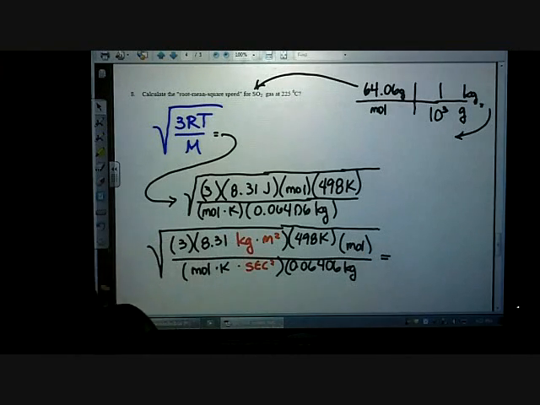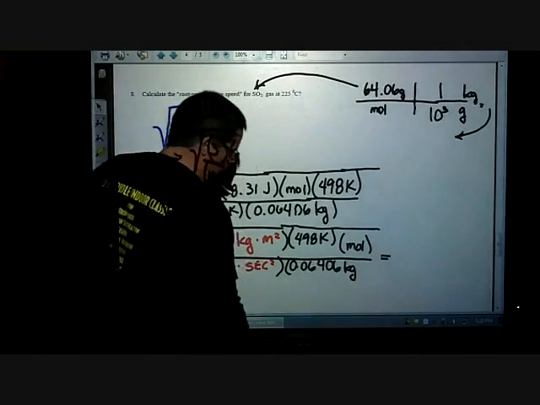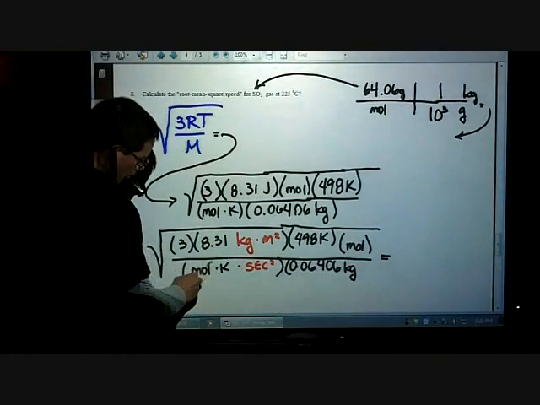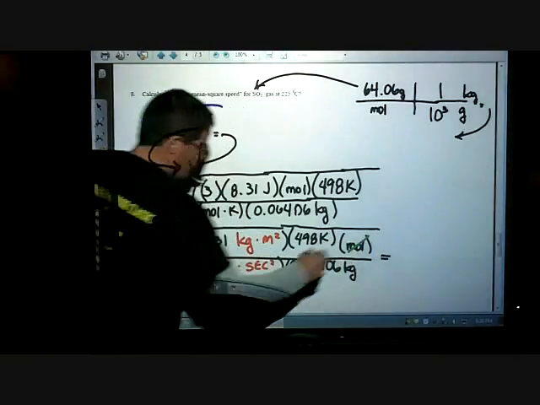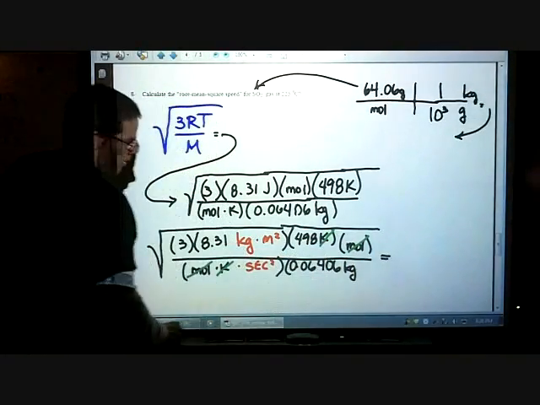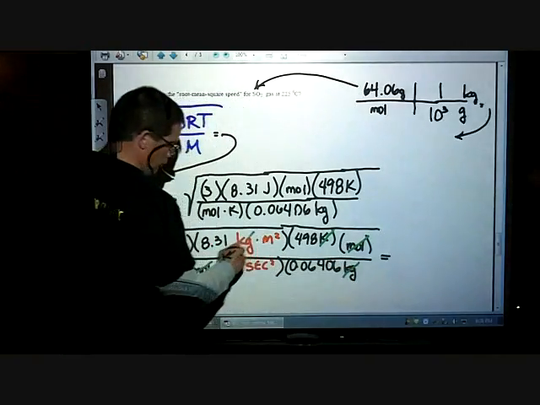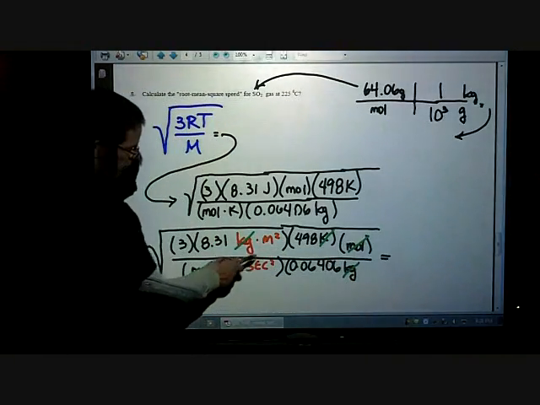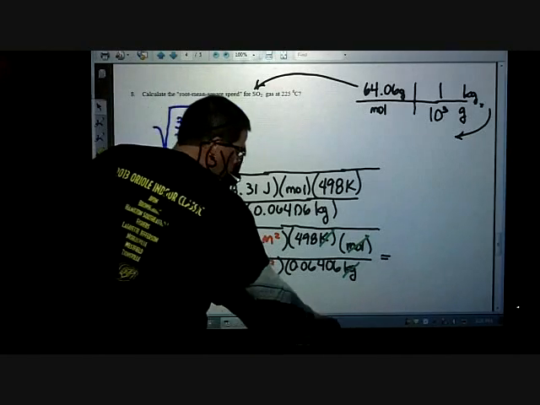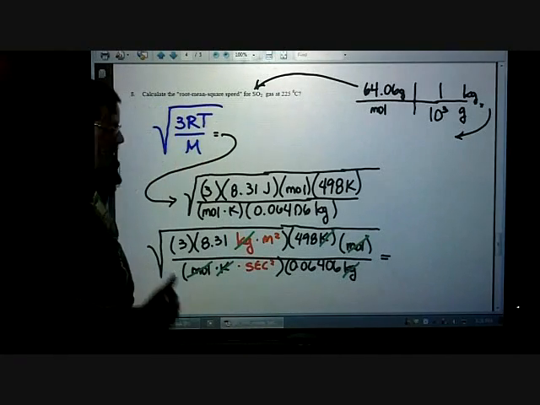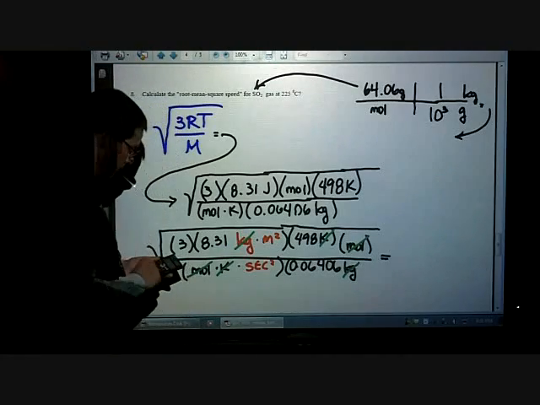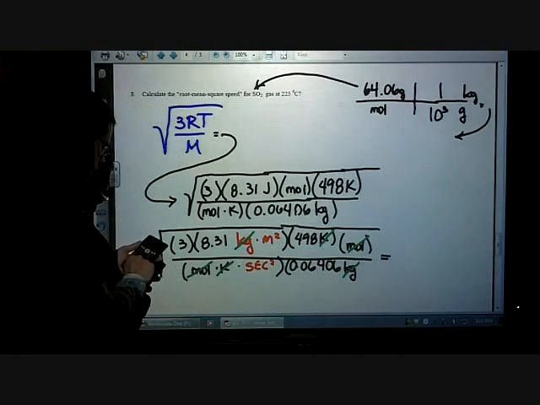And now we can cancel out like terms. Okay? So the mole is gone. The Kelvin is gone. The kilogram is gone. So the units that we have left are meter squared over second squared. And again, when you take the square root of meter squared per second squared, you're left with just meters per second, which is nice. So let's go ahead and solve for this.